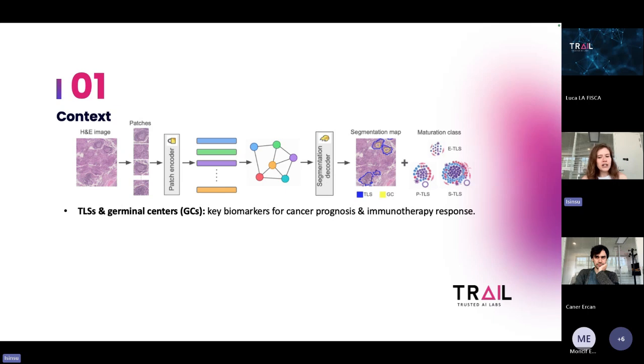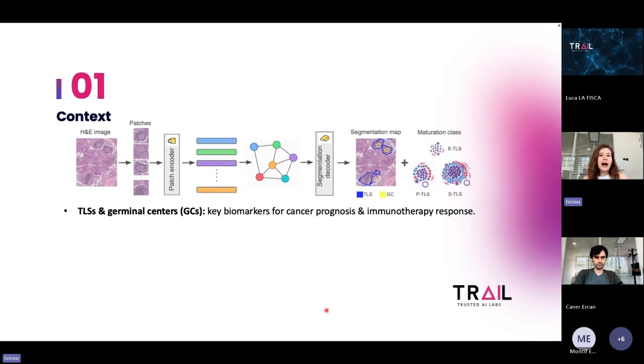Tertiary lymphoid structures, or in short, TLS, correspond to regions that are dense accumulations of immune cells that develop outside lymphoid organs, often in close proximity to tumors. And they are associated with improved survival and response to immunotherapy in various cancers, such as breast or lung cancer. So during drug development and clinical trials, TLS can serve as a predictive biomarker to help identify patients that might benefit from efficient immunotherapy treatment.